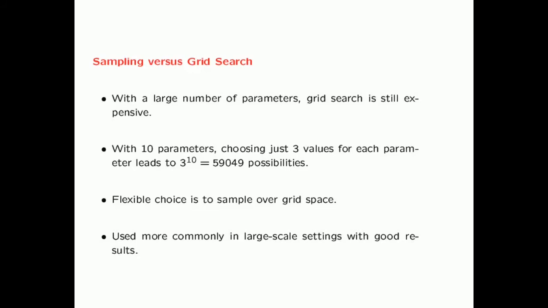A more flexible choice, rather than picking specific grid values, is to sample over the grid space. You have a reasonable range of the parameters, and then you sample over the grid space. For some parameters, you use the log values of the parameter for sampling, but in each case you are simply sampling over the grid space, and in fact this is used more commonly in large scale settings. Sampling over the grid space has largely replaced grid search.